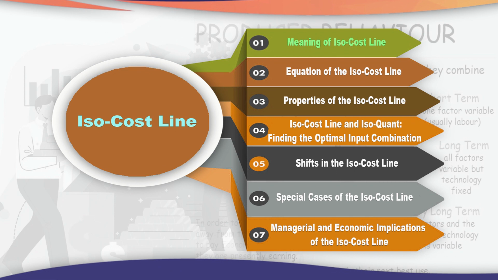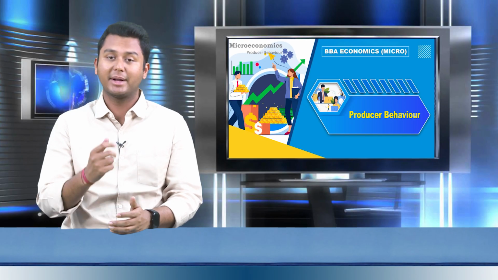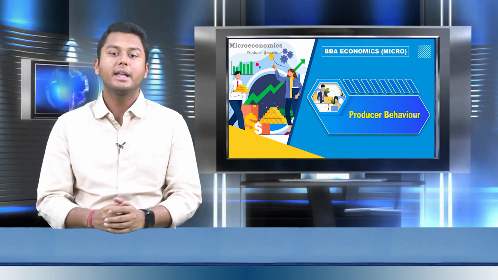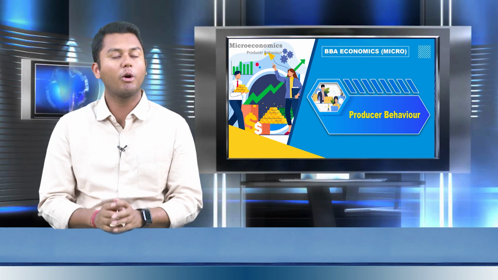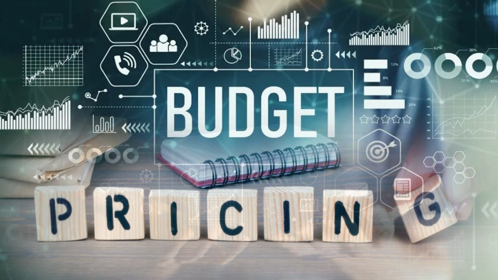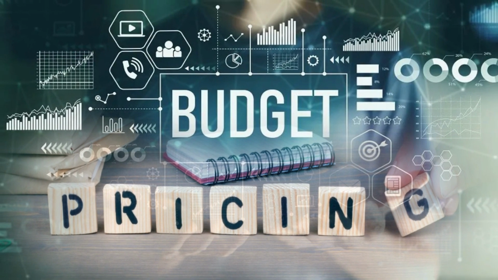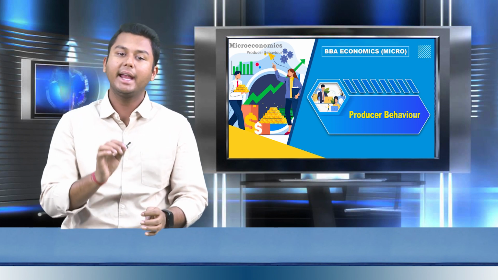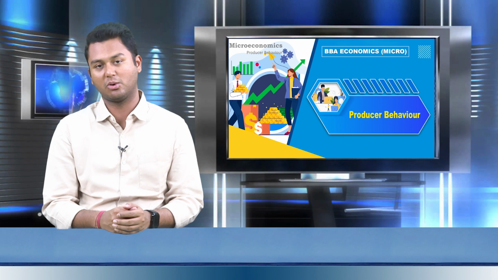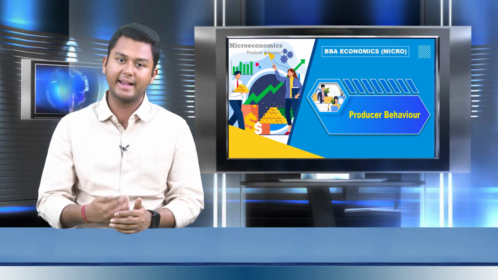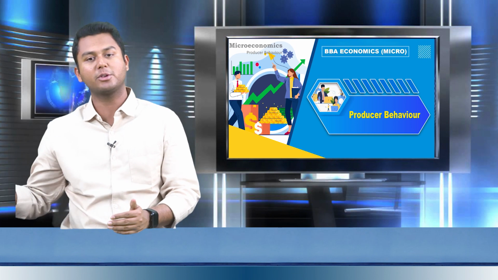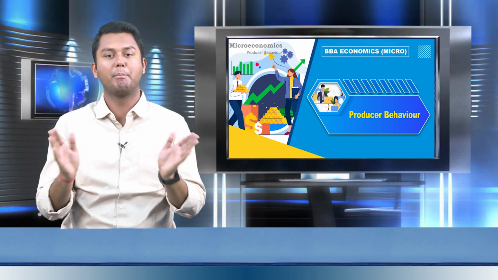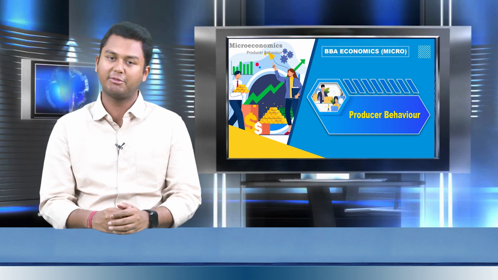Let us look at the meaning of the isocost line. It is similar to a budget constraint as you have learnt in consumer behavior or consumer theory. It shows all possible combinations of inputs that a firm can afford given its budget and input prices. If a firm spends its entire budget on one input, it will be on one end of the isocost line. If it spends entirely on the other input, it will be on the opposite end of the isocost line. Any combination in between represents a mix of the two inputs within the firm's budget.